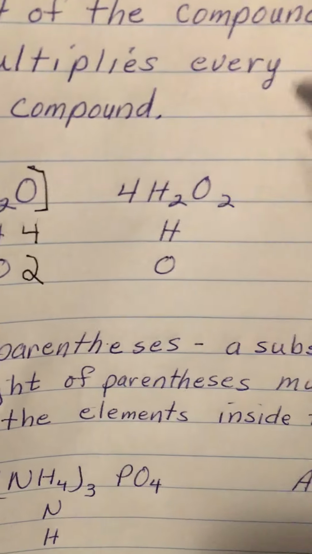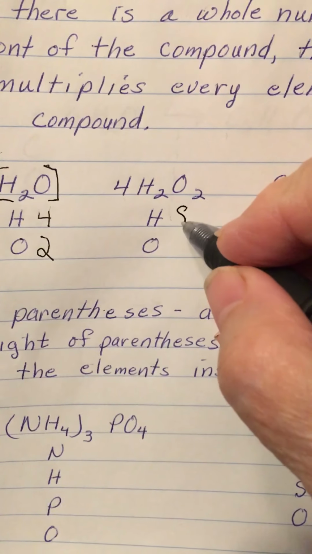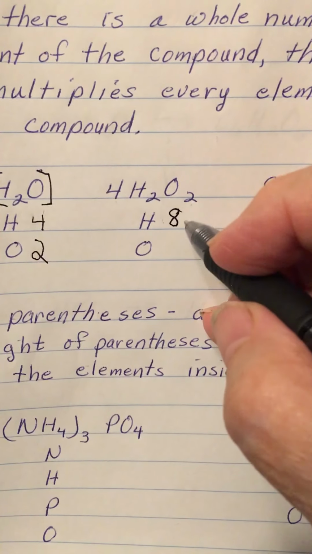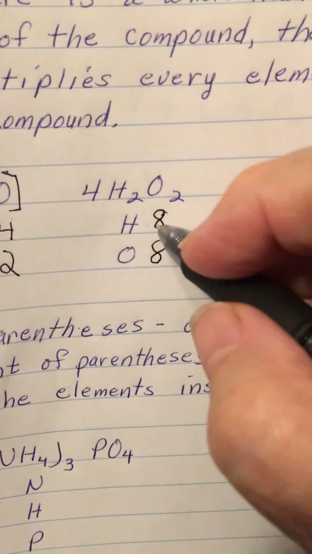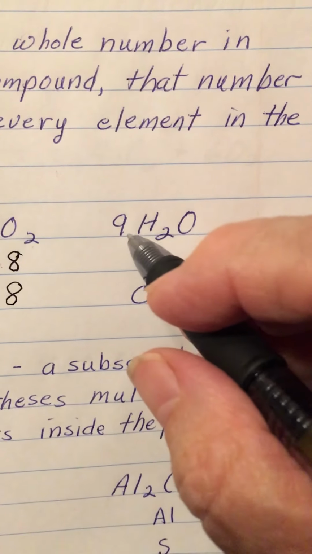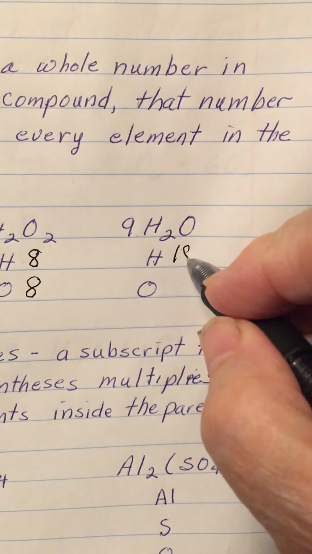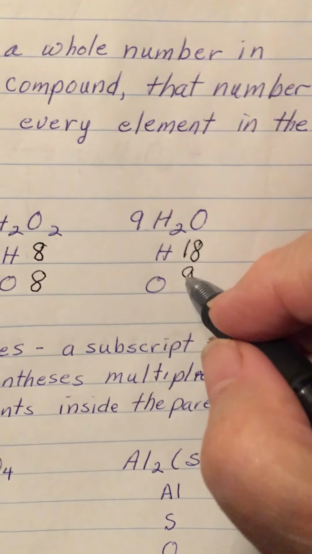Next, let's try this one. We have 4 times 2, we have 8 hydrogen. 4 times 2, we have 8 oxygen. Now this one, 9 times 2, 18 hydrogen and 9 oxygen.